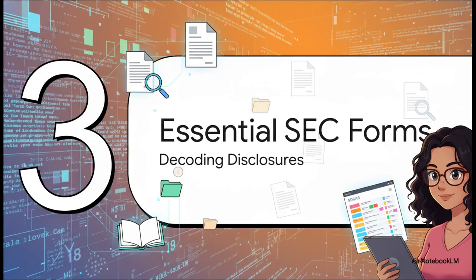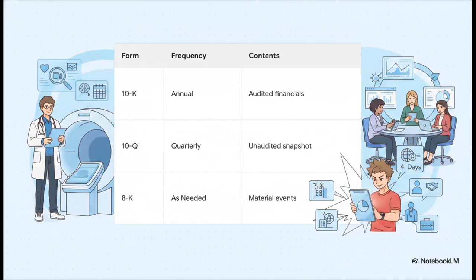That brings us to Section 3, Decoding Essential SEC Forms, breaking down the alphabet soup of disclosures. Right, so you're going to see a massive alphabet soup of confusing codes in EDGAR. But let's break down the big 3. Think of the 10K as the company's comprehensive annual physical exam. It's got their audited financials, balance sheets, cash flow statements, revenue reporting, and deep risk factors.